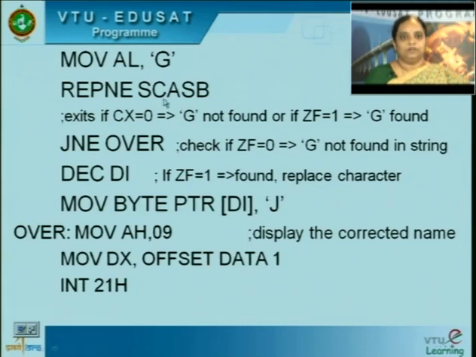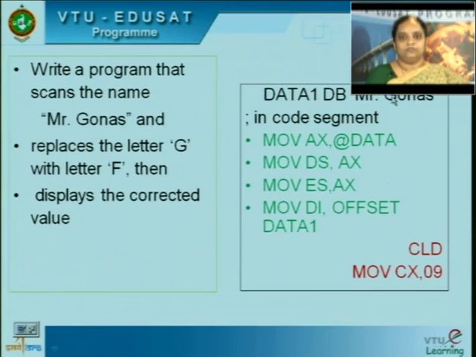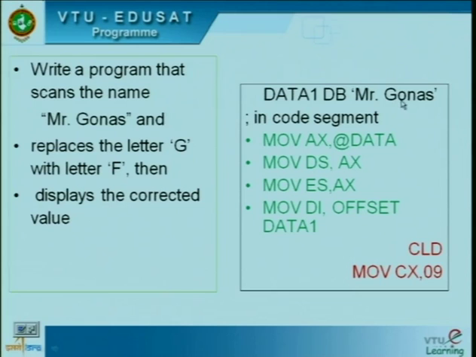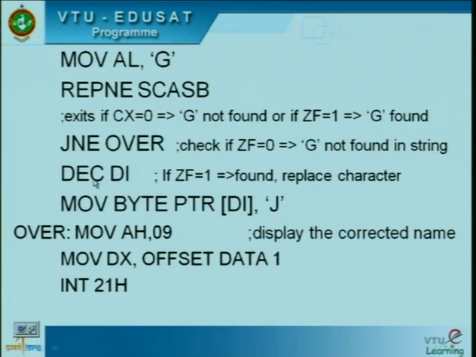But as we know, when we do the SCASB instruction, the pointer DI, once it has finished G, would automatically have been pointing to O. Now G has to be replaced, so the pointer should come back from O to G. To come back to G, DI should be decremented. If you decrement DI, it will go back to the previous character, that is G, and at that byte pointed by DI, I am moving the character J. So G is replaced by J. You can do this for any character.